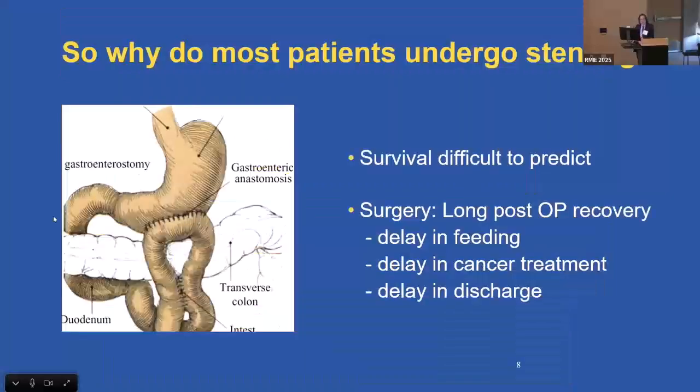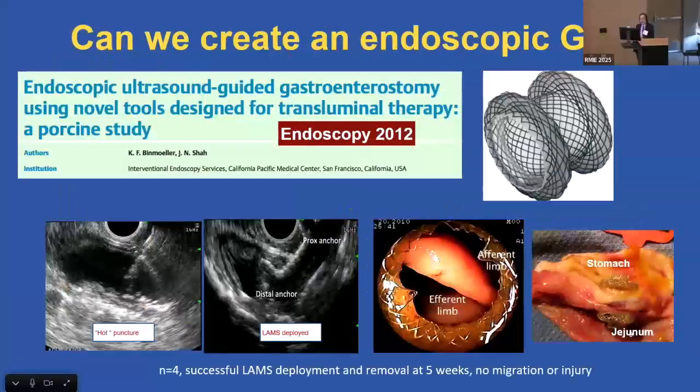So why do most of these patients end up getting duodenal stents? Well, it's because survival is difficult to predict. It's hard to say whether they're really going to live longer than 2 months. And surgery does entail a long post-op recovery with many delays in feeding, delay in cancer treatment, and delay in discharge. And this all translates to a worsened quality of life. So with the duodenal stents, at least short term, we can offer an improvement in quality of life.